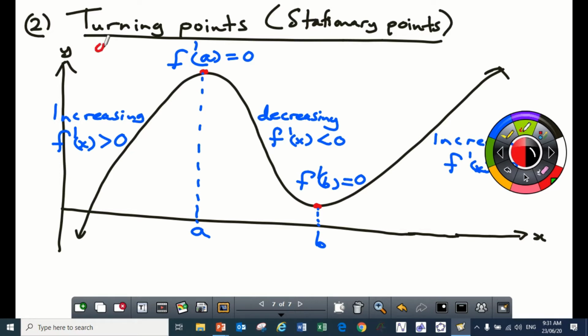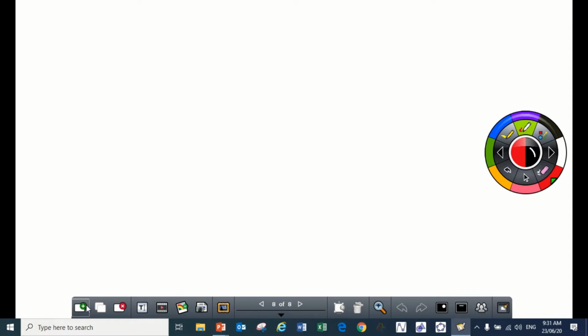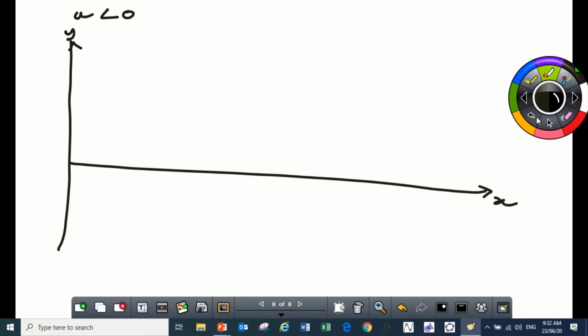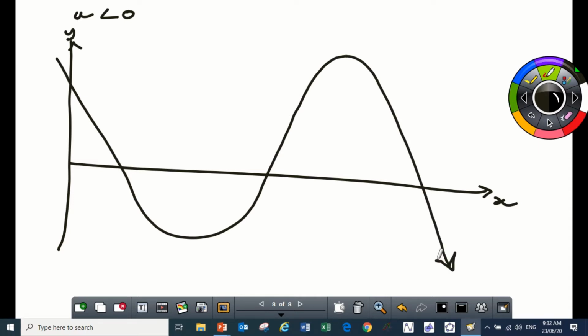This is when the value of A is greater than zero. Okay, the value of the coefficient of x cubed is greater than zero. Okay, so let's move on to the next step. Now, you can also have a case where the value of A is less than zero. Okay, in that case, you can have something like this. Right? Now, this is when the value of A is less than zero. So take note of that.